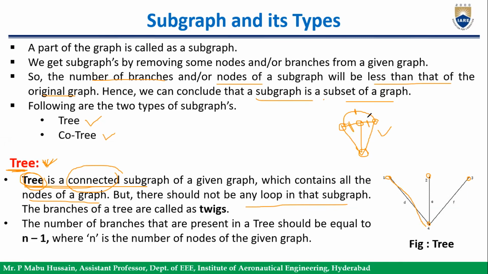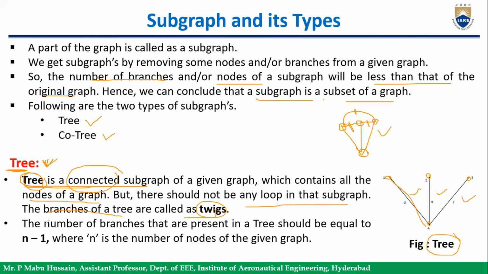Right, after removing these branches, you will get one graph which is called a subgraph. Now, if that subgraph has all the nodes of the main graph, in such a case you can say that the subgraph is called a tree. Generally, the branches of this tree are called twigs. Here D, E, F are the twigs of your tree. So in a tree, you will have all the nodes which are present in the main graph.